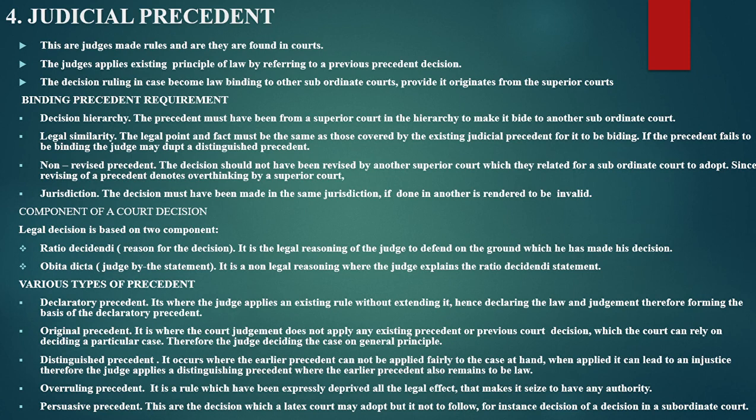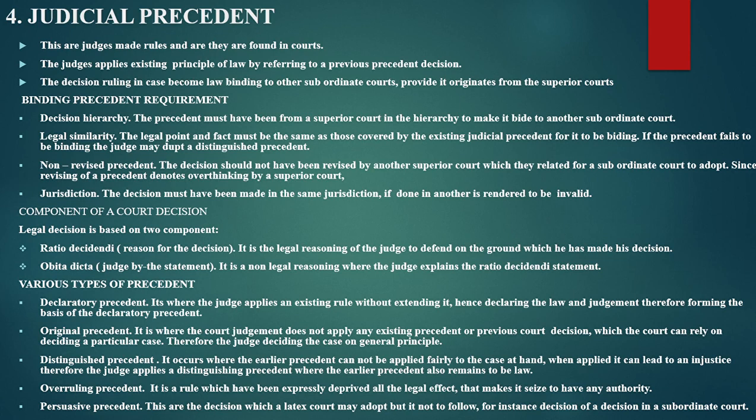We also have various types of precedent. We have a declaratory precedent. It is where the judge applies an existing rule without extending it, hence declaring the rule in judgment, therefore forming the basis of declaratory precedent. This is where a judge just adopts a precedent from another court. For instance, a judge in the Court of Appeal adopts a precedent which had been taken in the Supreme Court and applies it effectively without adopting a distinguished precedent.